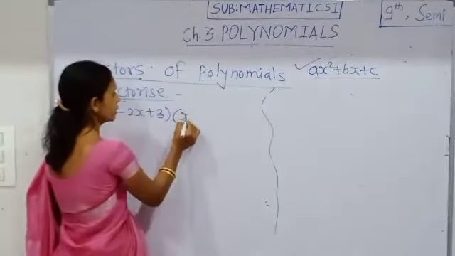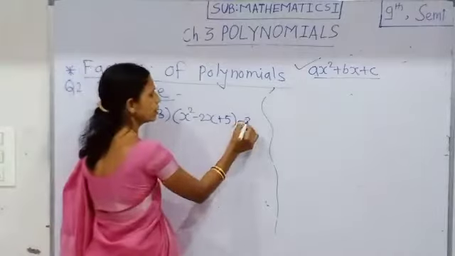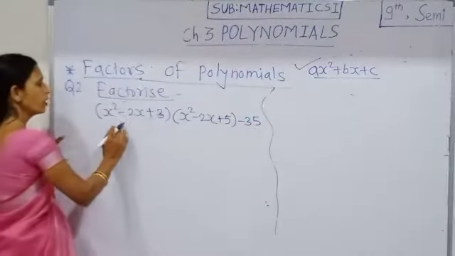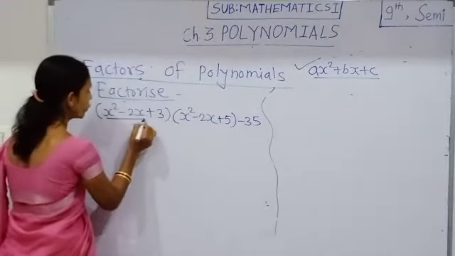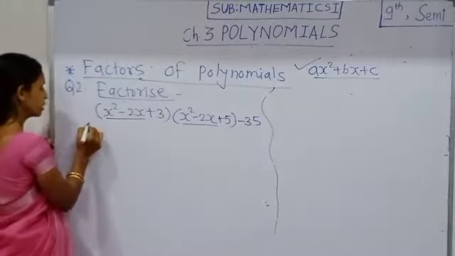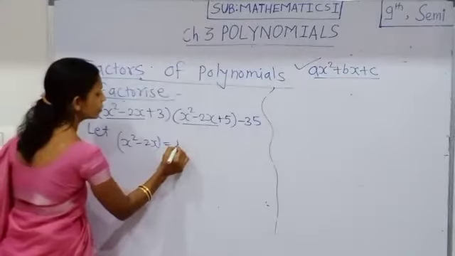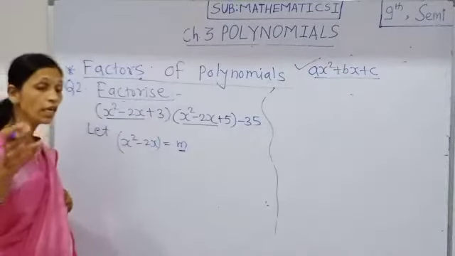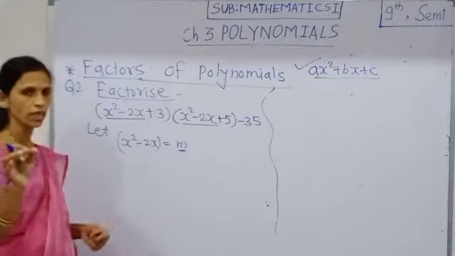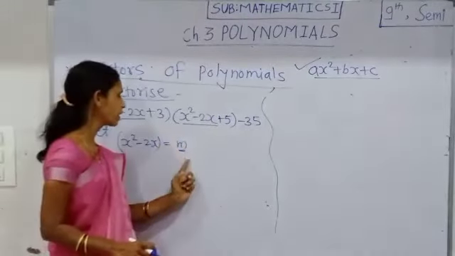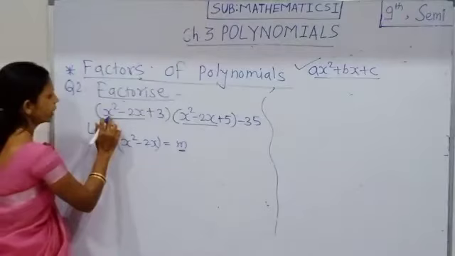times, in another bracket, x square minus 2x plus 5, and here minus 35. See here, in this example, in two different brackets, x square minus 2x is common. Therefore, let us consider x square minus 2x equals m. That is another variable. You may consider a, b, c, d or any letter instead of x, because the given polynomial is in the variable x, so except x we can take any other variable.